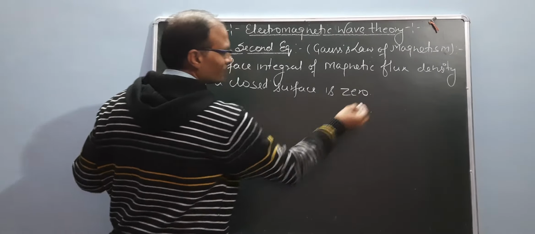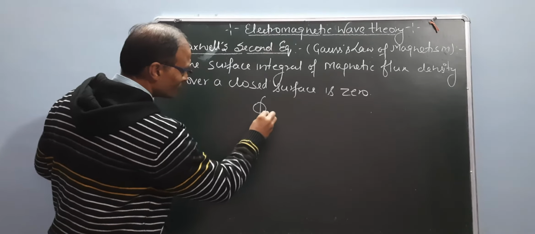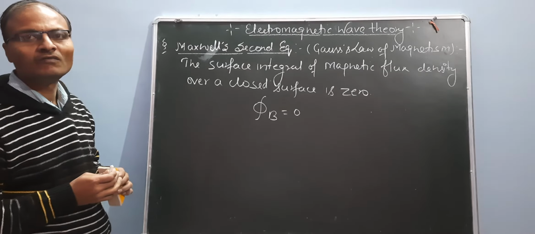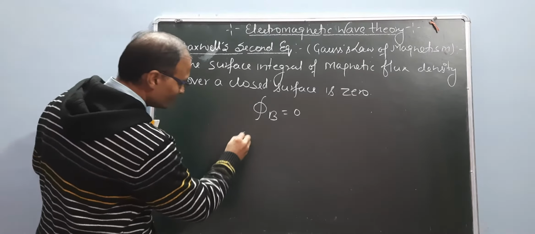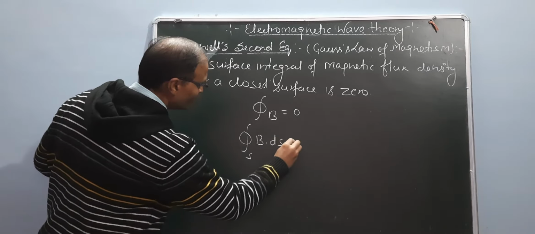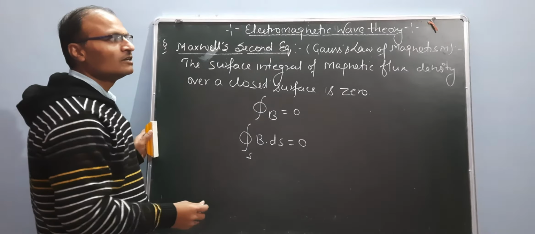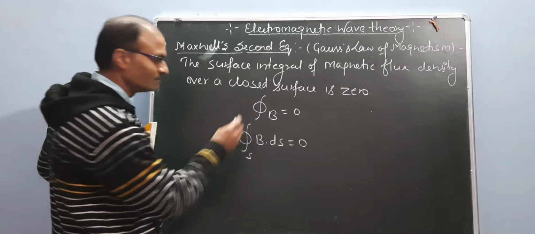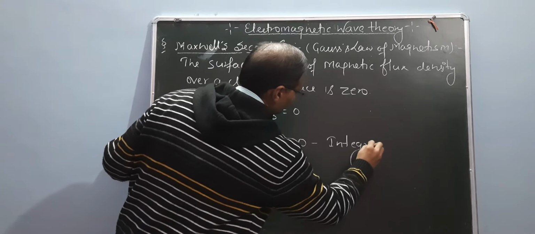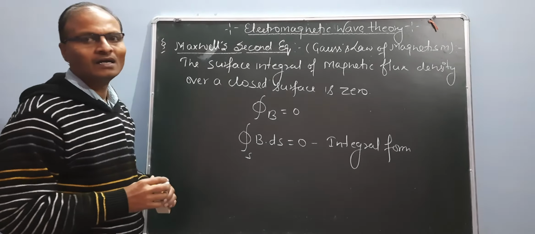Now, convert the equation. What is the equation? Del dot B equal to 0. What is the equation of B? This is closed surface S, B dot ds equal to 0. This is the integral form of Gauss law of magnetism.